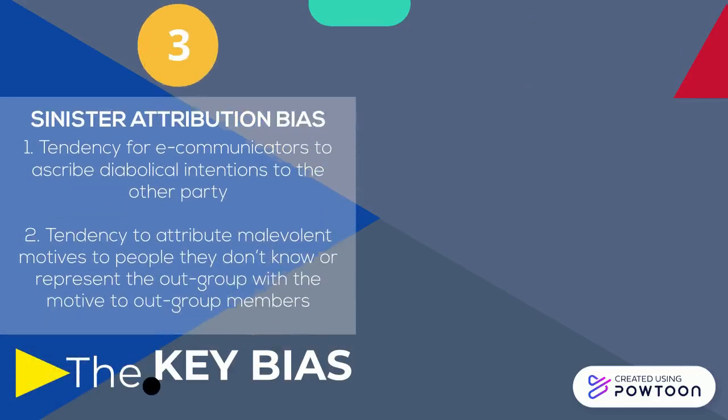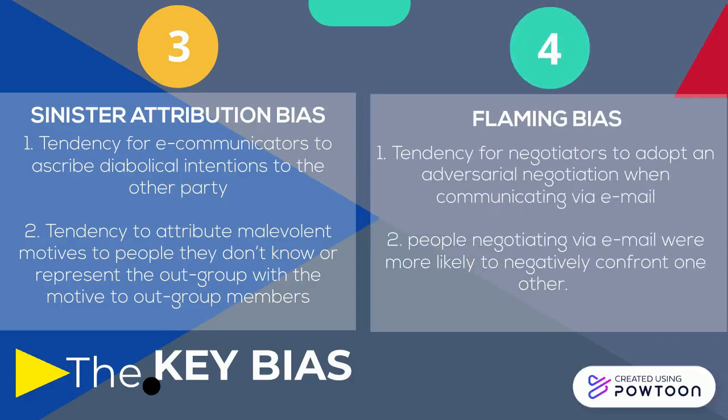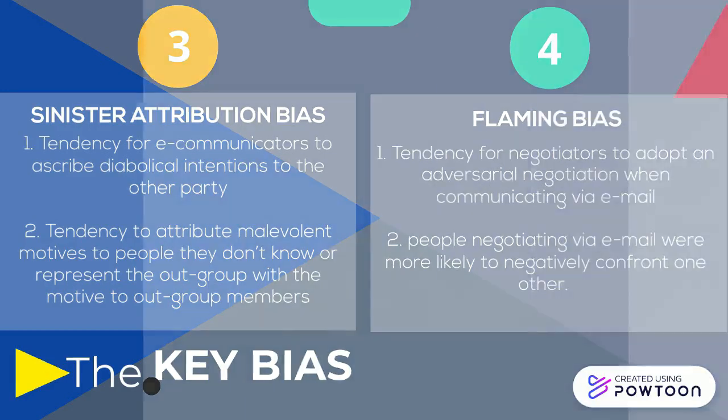There is also sinister attribution bias, which is known as the tendency for e-communicators to ascribe diabolical intentions to the other party with a motive to outgroup the members. Lastly, there is the existence of flaming bias, which is known as the tendency for negotiators to adopt adversarial negotiations when communicating via email.